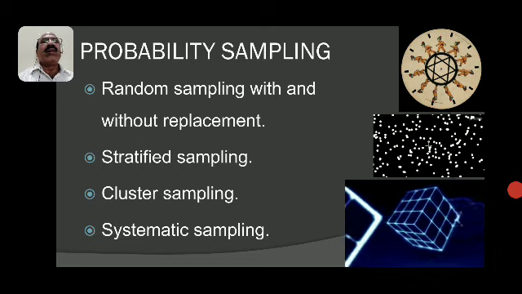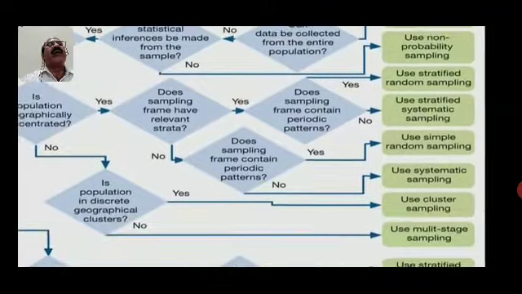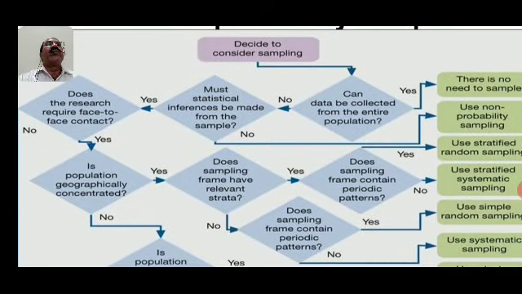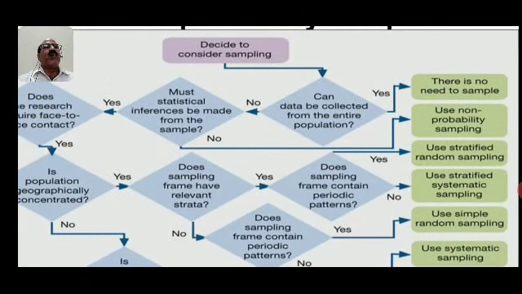Then we have random, stratified, cluster, systematic. In that we have to decide first what sort of probability sampling we are to employ. So here is a matrix. Direction to consider sampling. First one is, can data be collected from the entire population? If yes, then there is no need of sampling because that's 100%. Total population and sample population is 100. No need for the sampling. Then, must statistical inferences be made from the sample?